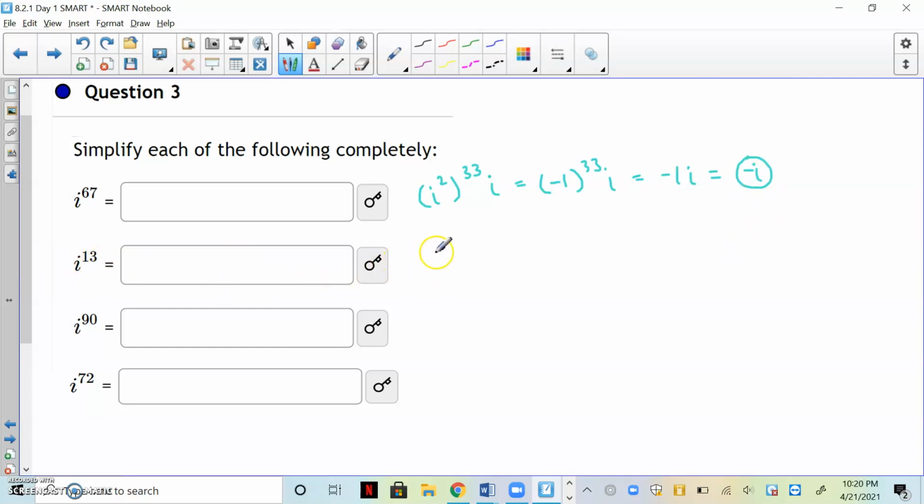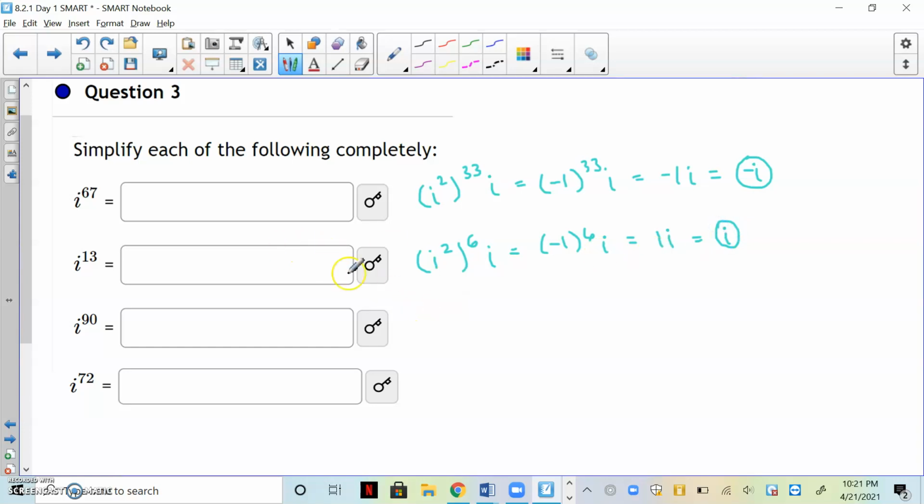i to the 13th. So let's do the same thing. So i to the 2nd power. 2 times what gets me as close as possible to 13? Well, 12 is the next closest number, so let's figure out 2 times what would get us to 12. Hopefully you would realize that that's 6. But that's only 12 i's. I need to account for the last one, so let's put that one out here. That'll just be chilling there. And then let's simplify. So -1 to the 6th, and then times i. -1 to the 6th ends up being +1, so 1 times i just equals i.